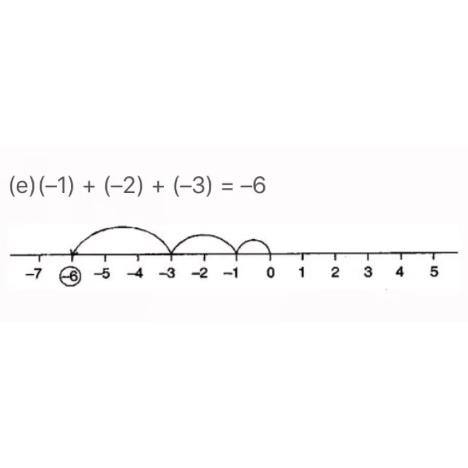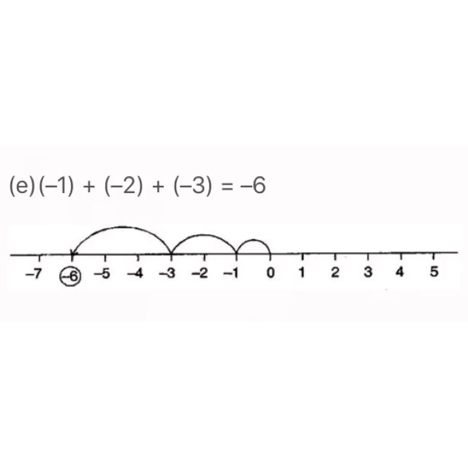Now let's see how we will represent it on number line. Children, we will start from 0 and we will move towards left. Okay, so from 0 we will move one step towards left and we will reach to minus 1. Then from minus 1 we will move 2 steps towards left and we will reach to minus 3.